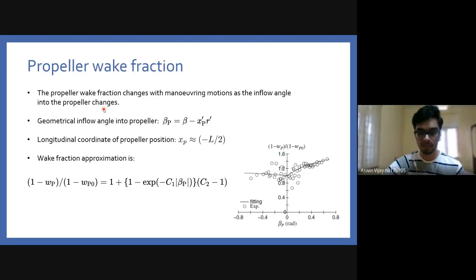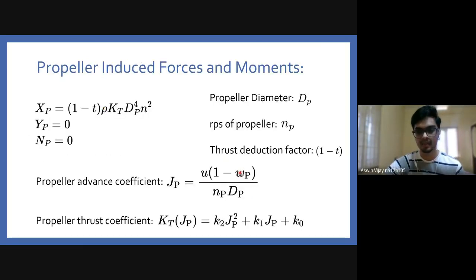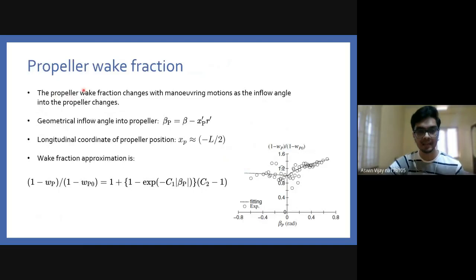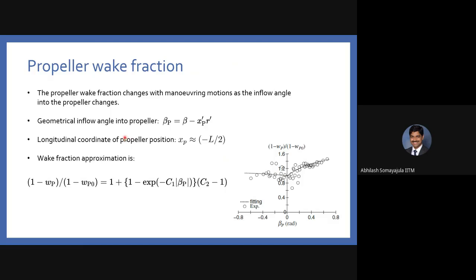Now, let's look at the propeller wake fraction here, this wp. This wp, the wake fraction, actually changes with maneuvering motions because the inflow angle into the propeller changes. So because of the drift, the wake fraction at the propeller actually changes. So to get the wake fraction, you have to calculate the inflow angle into the propeller, beta p, as this, where this is beta, the drift angle, minus xp into r. Ashwin, we will take a pause here.